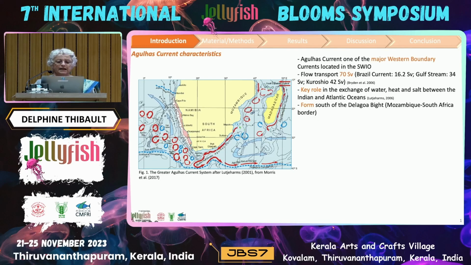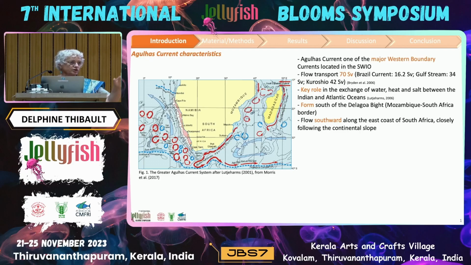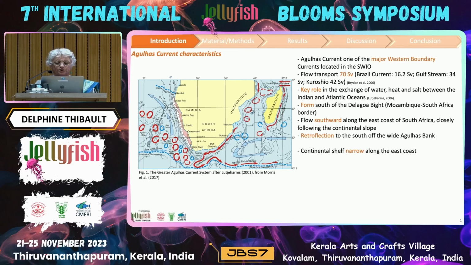It forms south of the Delagoa Bight, about here, and it flows southwards along the east coast of Africa, closely following the bathymetric slope. It retroflects at the bottom, and actually there are some bubbles of Indian Ocean water moving up in the Atlantic Ocean. The continental shelf is narrow, it goes really deep really quickly, so the topography is actually controlling most of the stability of the current.